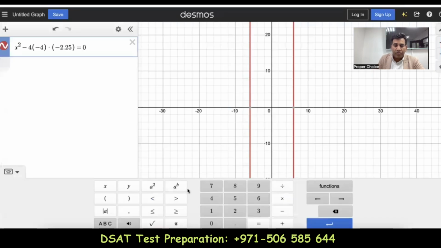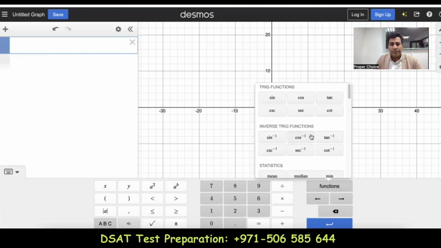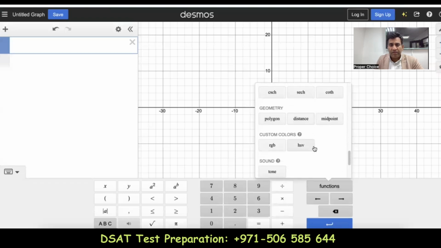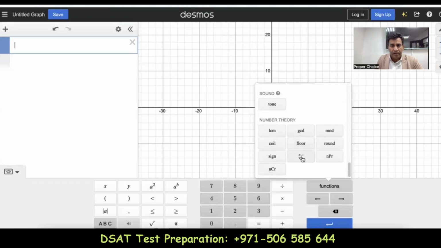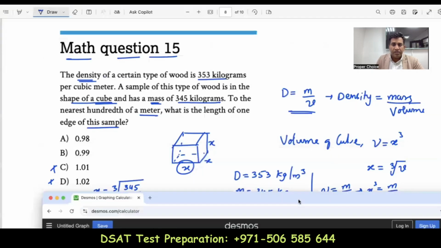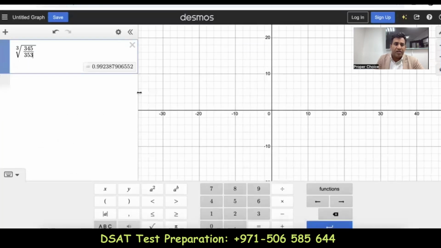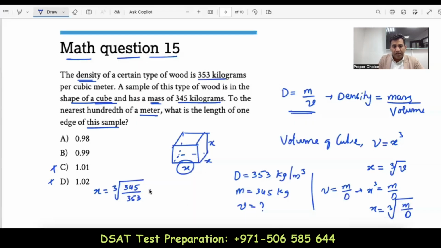Where do I get the square root? Square root we have, but how do we get a cube root? For cube root, we have to go to the functions and choose this. We have an option to choose nth root here. Select that and you can type the cube root of 345 divided by 353. I think this is the same, right? So 345 divided by 353 is giving us the answer 0.99238. Cube root of that is 0.99238.